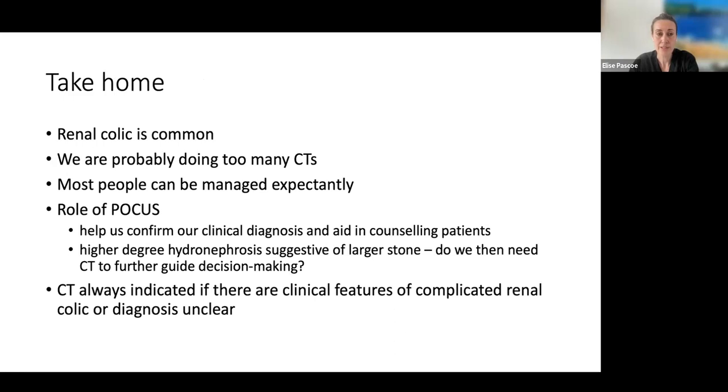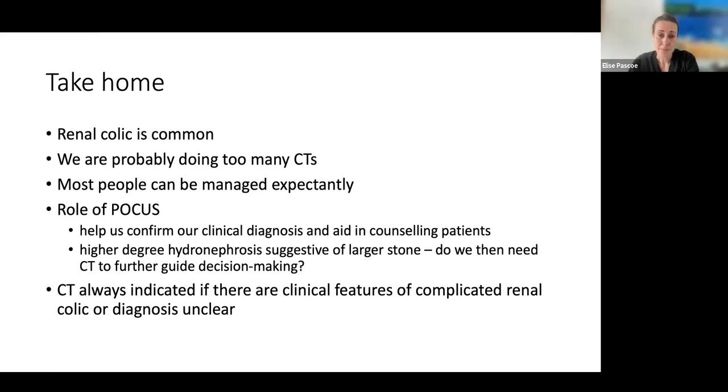So take home, renal colic's really common. We probably are doing too many CTs, and for the reasons that Ollie was discussing earlier, it's easy, it's quick, it gives us a firm diagnosis, it gives us all the information that the urologists want to know. But it is possible that we're giving a little bit too much radiation to particularly our younger patients.